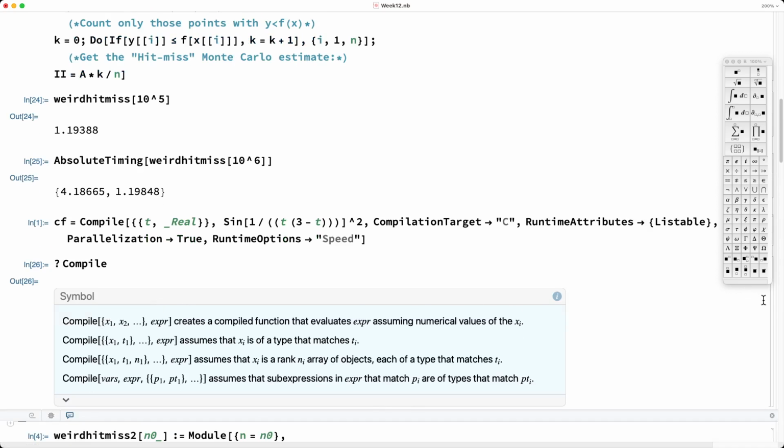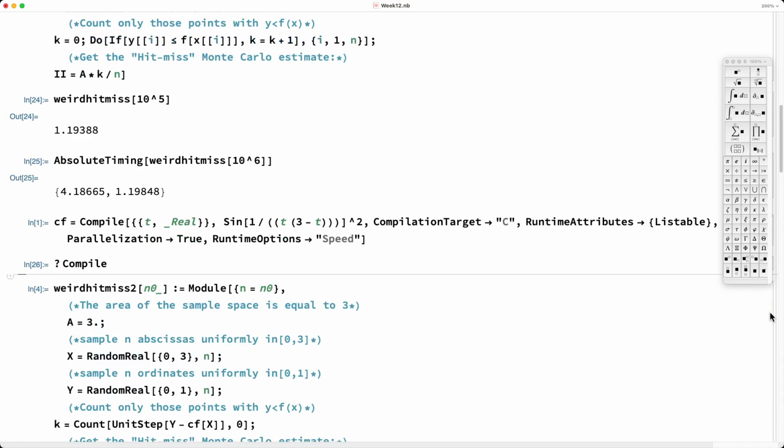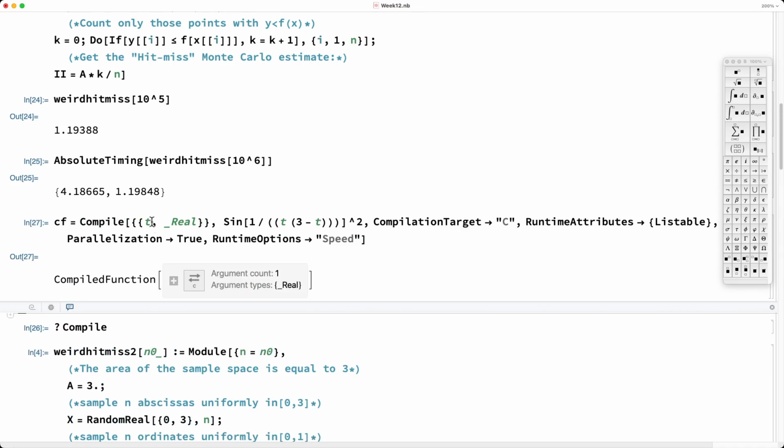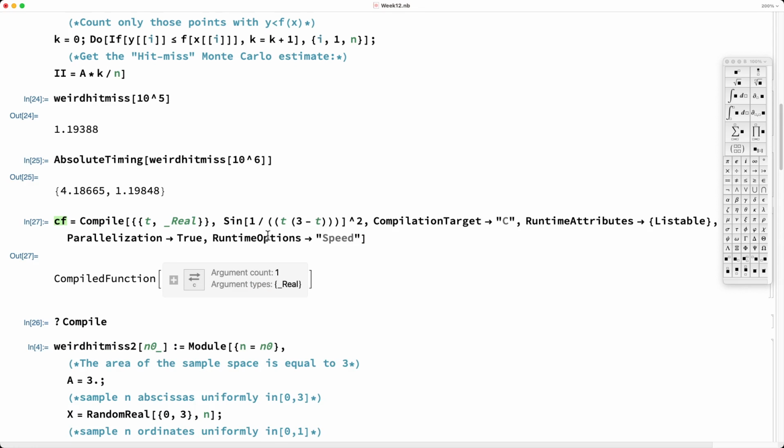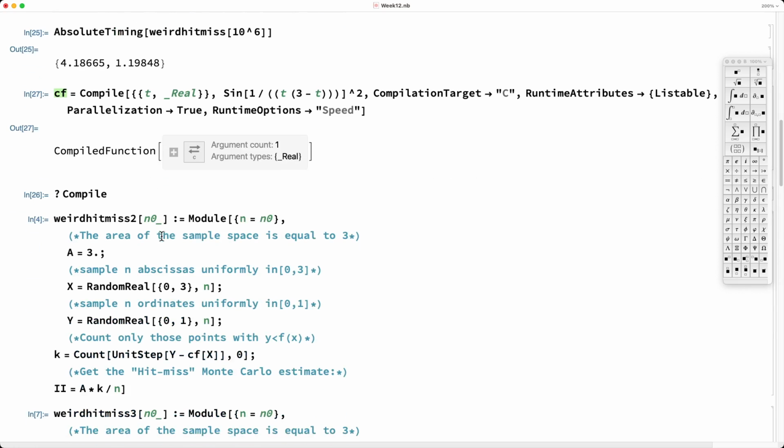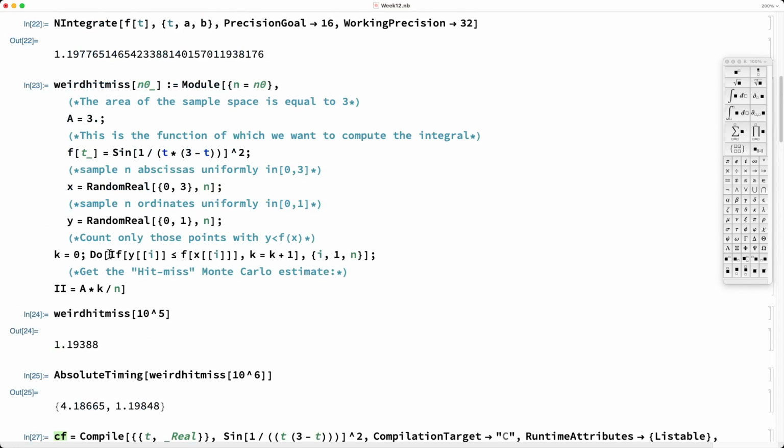Okay, so let's close this. So let's run this, and Mathematica returns a compile function object. Now I can call this function whenever I want to evaluate it. And the other thing we will do is, to improve speed, we want to avoid do loops in Mathematica.